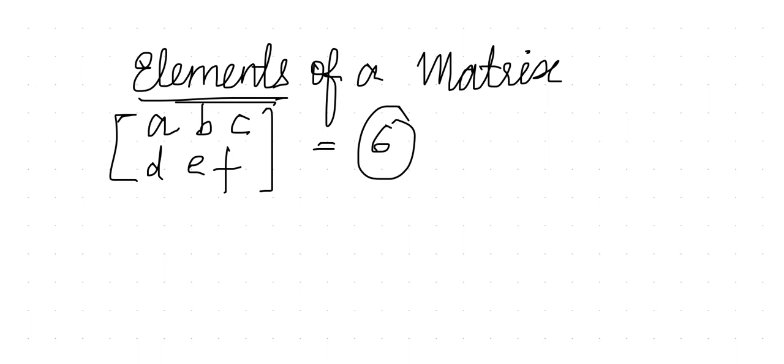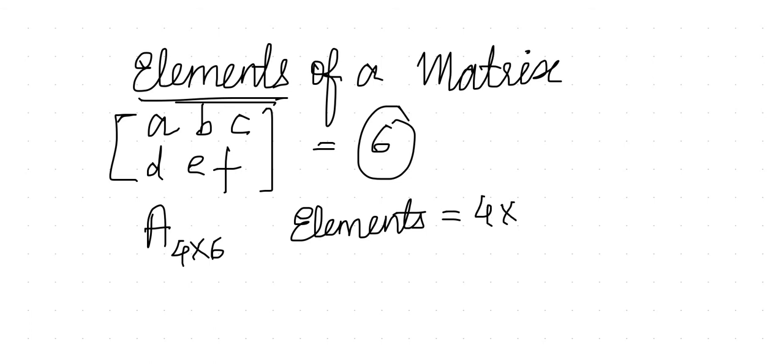And then suppose you have been given a big matrix A, and the order has been given as 4 into 6, and you are asked how many elements there are in this particular matrix. Your answer will be: elements equal 4 into 6, which is equal to 24, children. Why? Because the number of rows into the number of columns gives you how many elements there are. So this is a short way of finding out how many elements are there in a particular matrix.